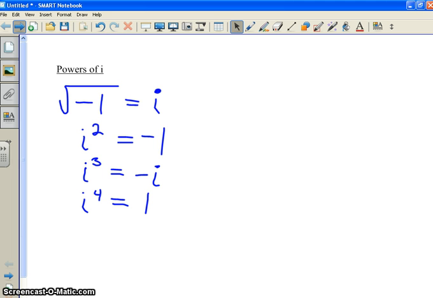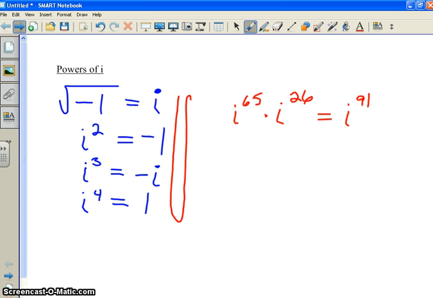So if I wanted to do i to the 65th times i to the 26th, I could either simplify each of those accordingly, or I actually find it easier to use one of our laws of exponents here. When I'm multiplying things with the same base, I can add the exponents. So 65 and 26 makes 91. So now I'm just trying to figure out, where does i to the 91 fall in this cycle of 4 that keeps happening over and over and over again?